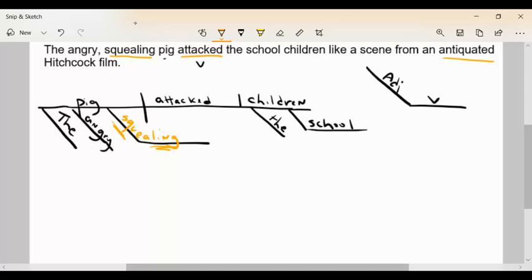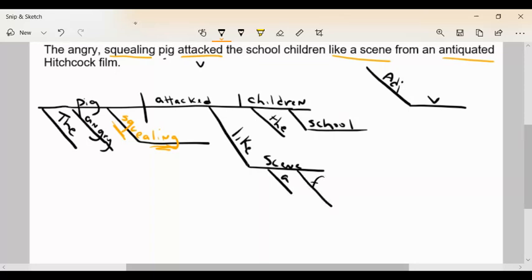And then a little later, I have this prep phrase which says, we attack the school children like a scene from an antiquated Hitchcock film. So it's not children like a scene. I know that like a scene is a prep phrase. It's next to the word children, but they're not children like a scene. I think we're attacking like a scene. So I'm going to come off of, back to my regular black, I'm going to come off of attacked. I'm going to come down and say like. Here's my preposition like. My noun is going to be scene. It's a scene. And then here's another prep phrase from an antiquated Hitchcock film.